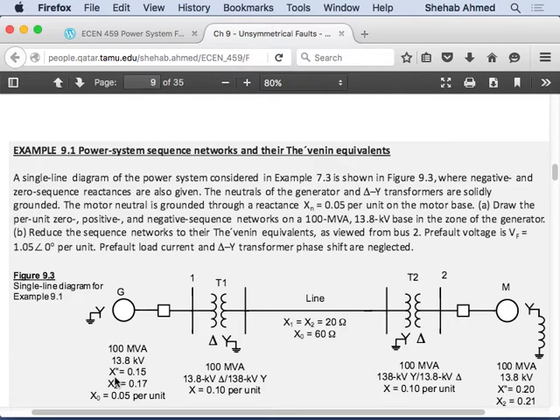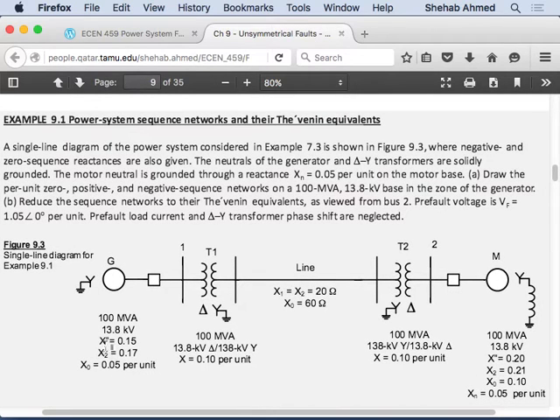All of these three refer to the same thing. They refer to the positive sequence impedance. They're all the same, right? So they gave you here the positive sequence impedance, the negative sequence impedance, and the zero sequence impedance for the generator. Then they gave you the impedance for the transformer per unit.